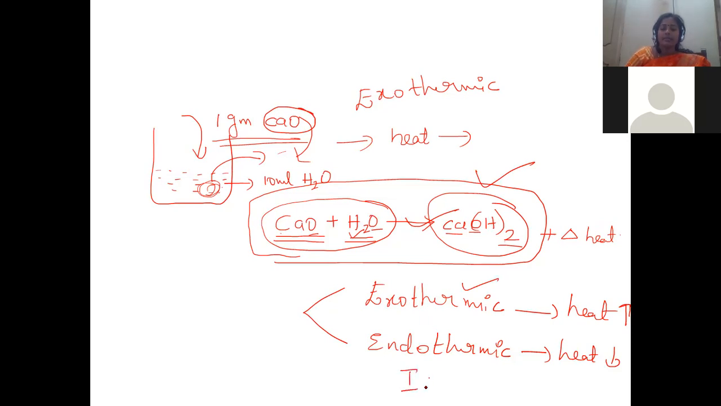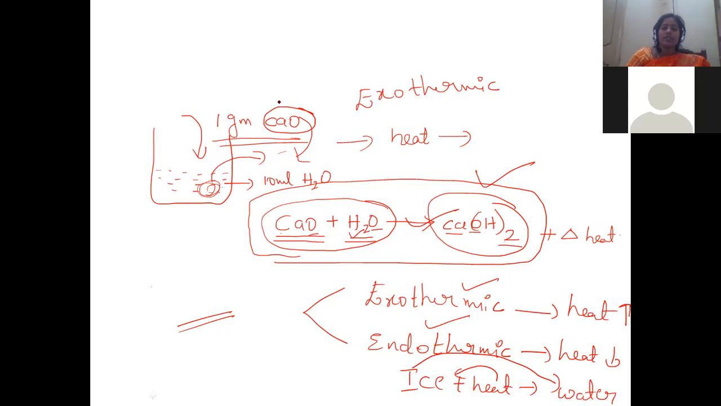When we take ice and add heat, it is converted into water. In this transformation of ice into water, heat is absorbed. Heat is needed for the conversion of ice into water. Hence, you can say this is a process of endothermic reaction, right? So, in this activity 1, what can we observe?